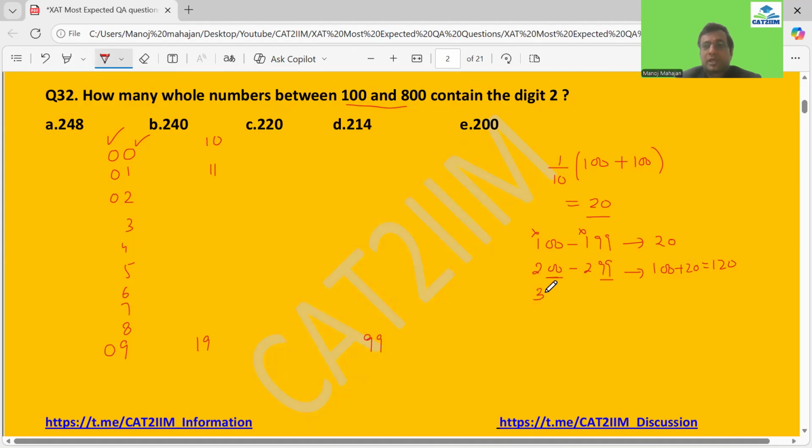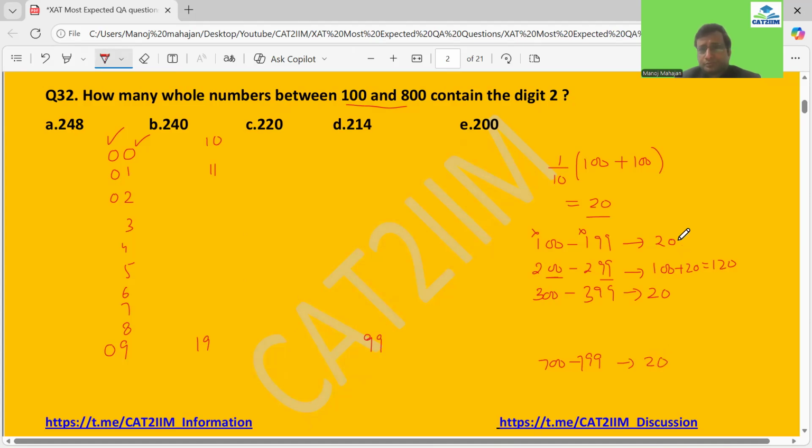Rest, if I look at any other block of 100 numbers, 300 to 399, or maybe last, if I say 900 to 999. So we are not going over here because we have to stop at 800. So let's write the last block over here as 700 to 799. Okay. So I can understand that in this 300 to 399, twos will be 20, and the other blocks also it will be 20.